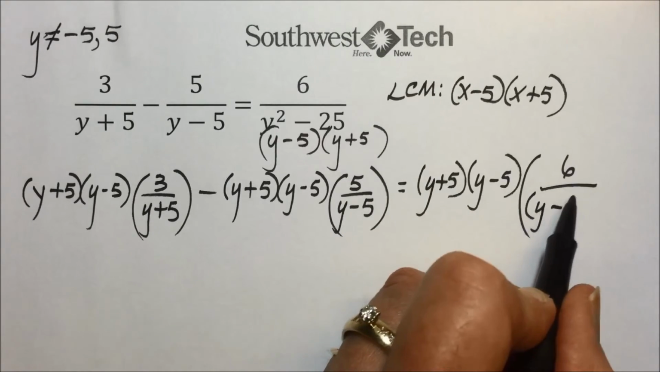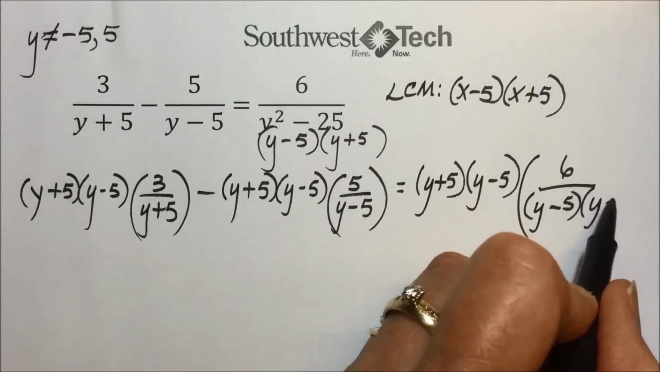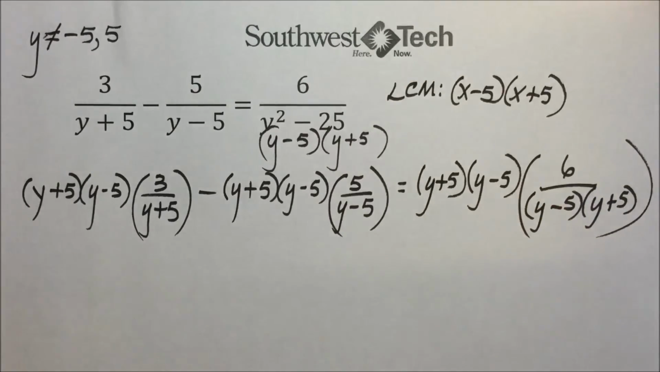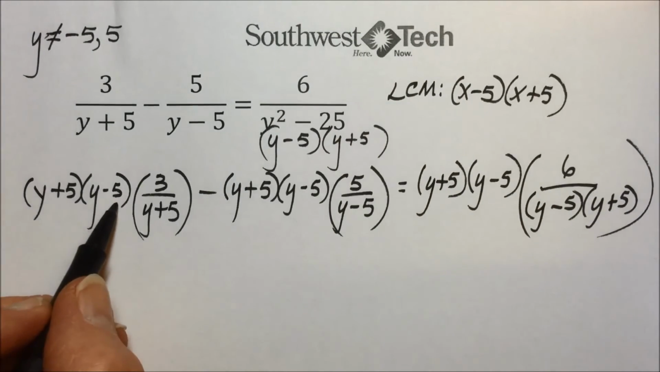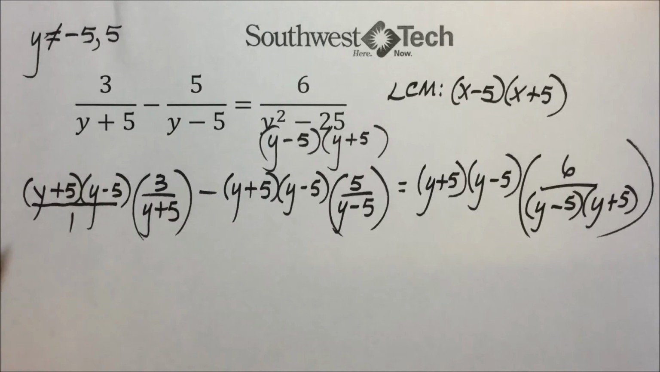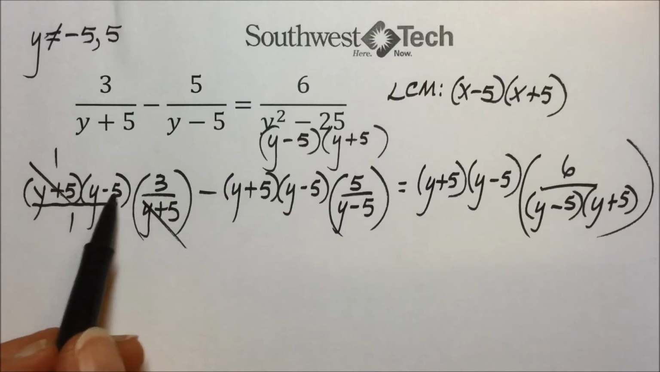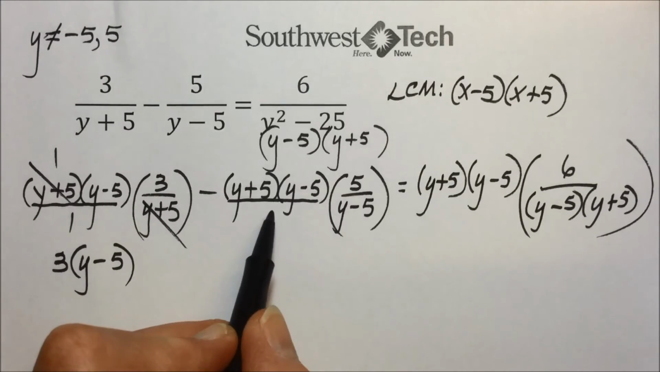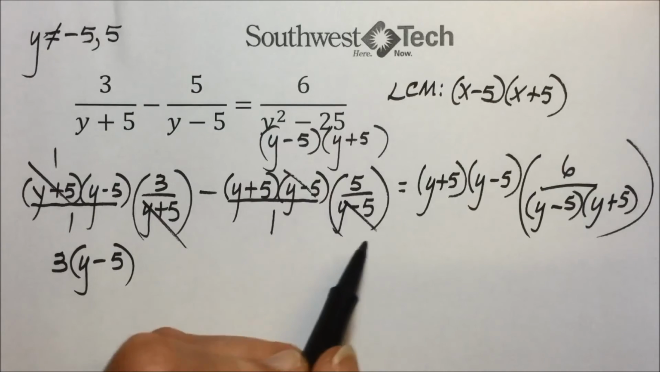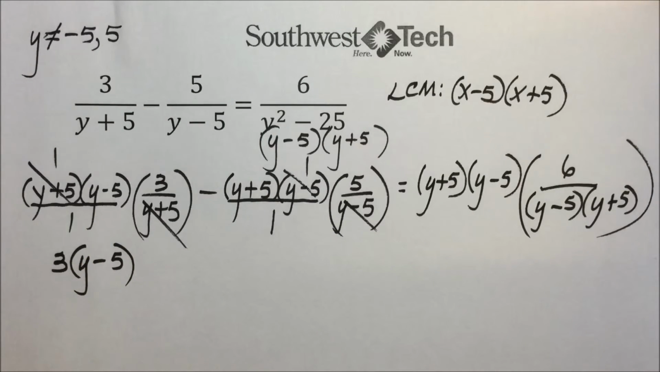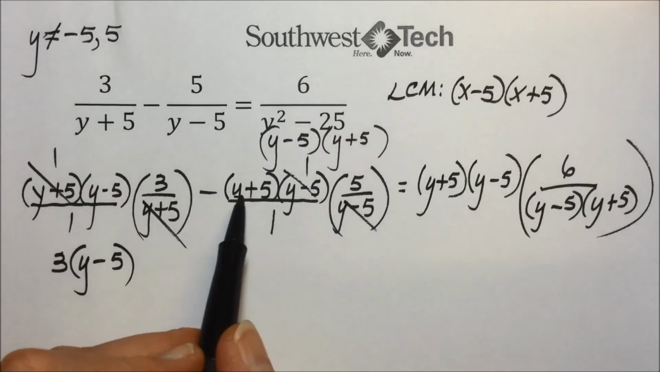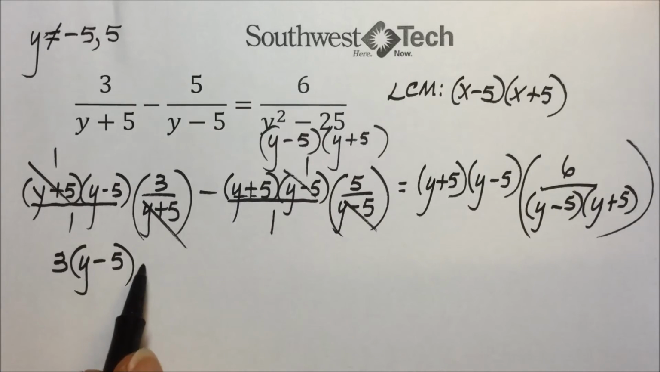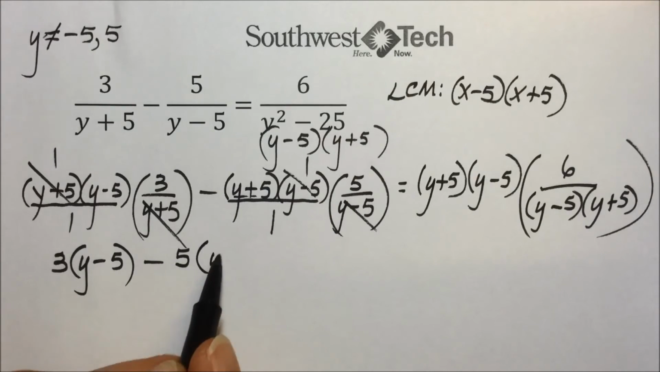And I will write it in its factored form so we are sure to see that it does in fact cancel out. So these binomials are understood to have a denominator of 1. The y plus 5 over y plus 5 cancels out, leaving the binomial times 3. In other words, 3 times the y minus 5. In the second term, the y minus 5 over y minus 5 cancel out, leaving a 1. And we have a binomial times this 5 with a minus, so I'll put the 5 in front and the binomial next.